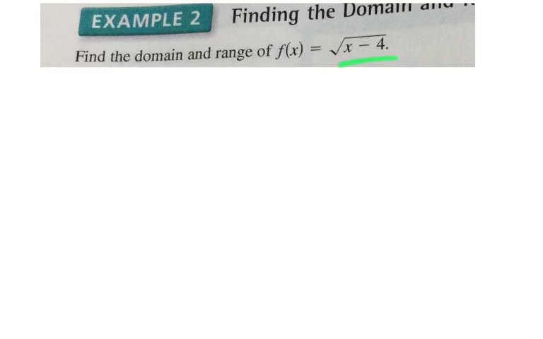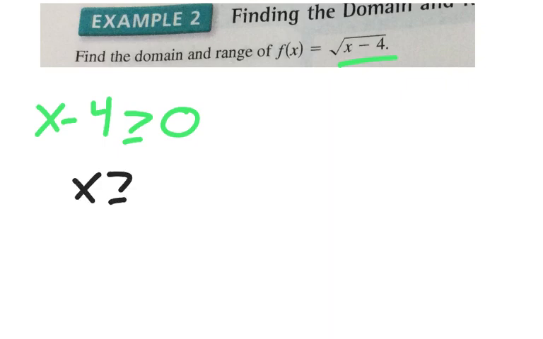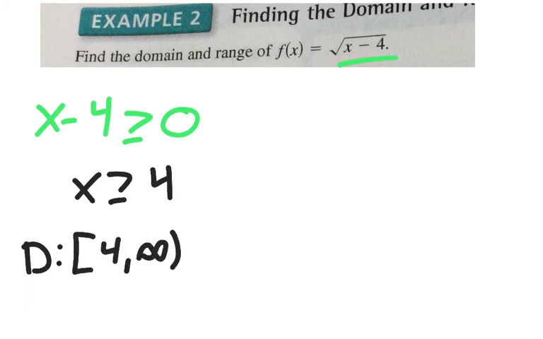So to make sure I do not take a square root of a negative, I'm going to say what's underneath the square root cannot be negative. That means it has to be greater than or equal to 0. Then when I solve this, this tells me x must be greater than or equal to 4. So as long as x is greater than or equal to 4, I won't break this. So my domain goes from 4 to infinity, and 4 is included because it has the equal to sign beneath it.